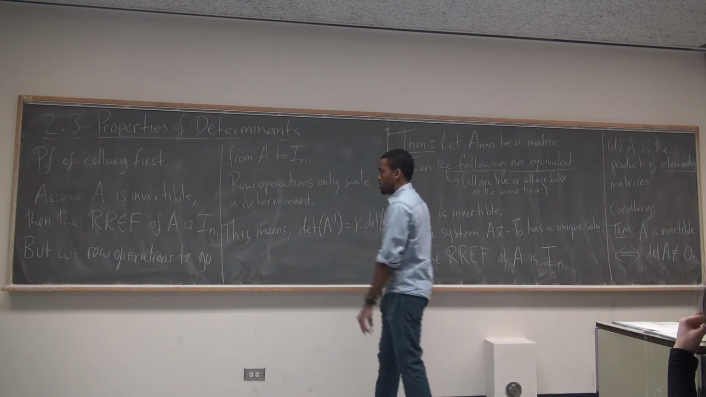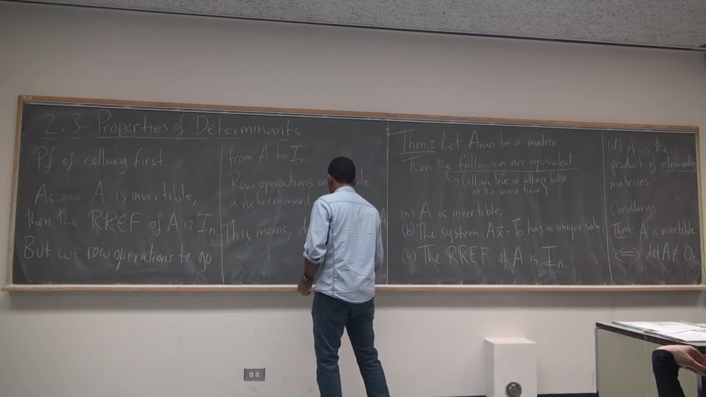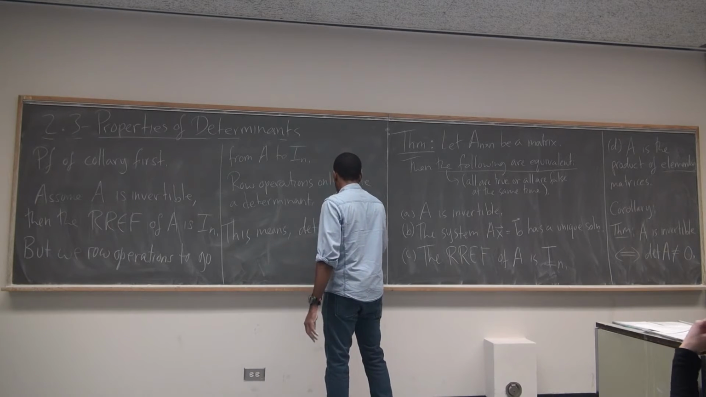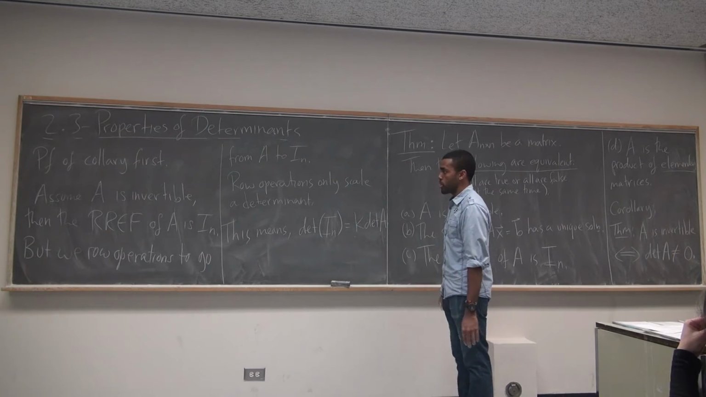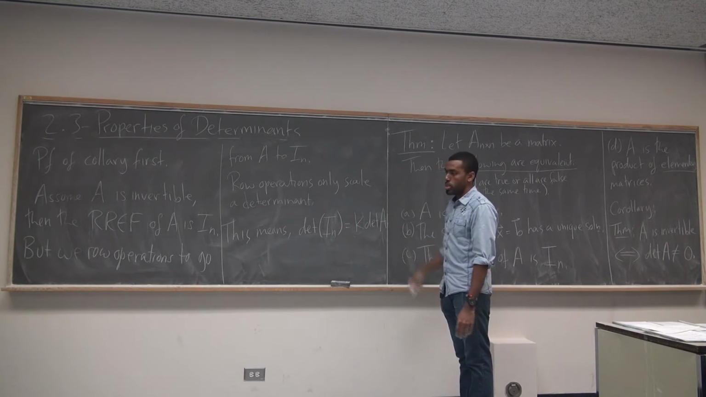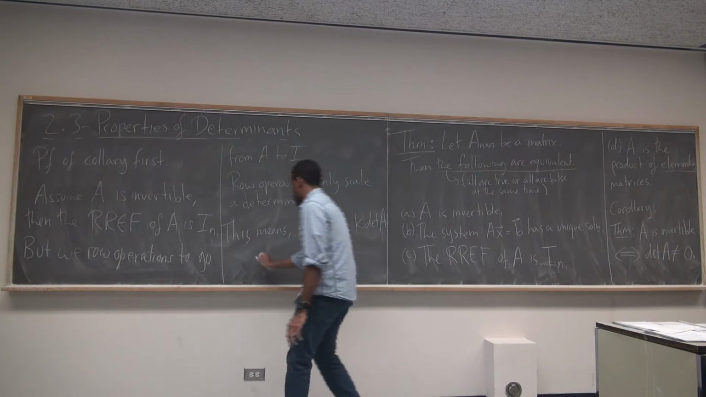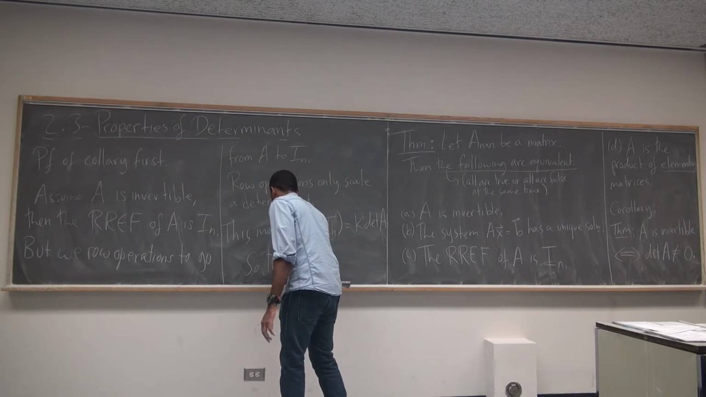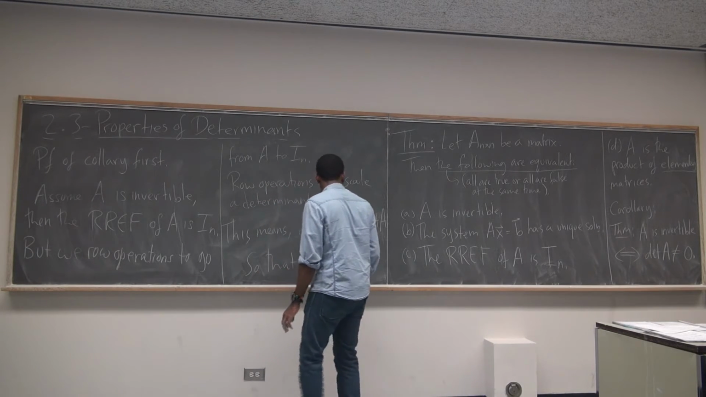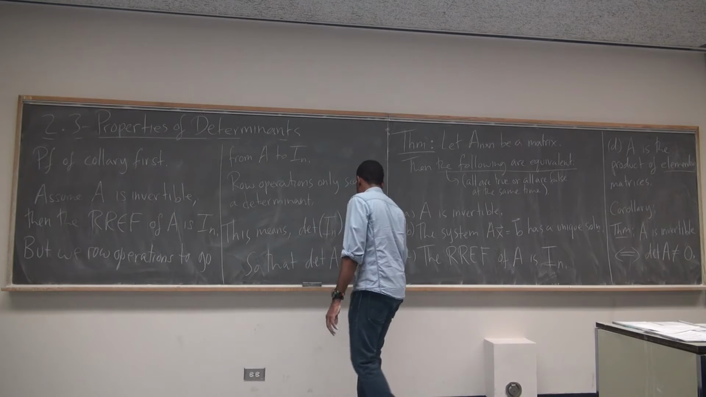Right, so I get to the identity by doing a bunch of row operations, but the truth is that will only be a scalar multiple of what the determinant of the original was. So the determinant of A cannot be 0.